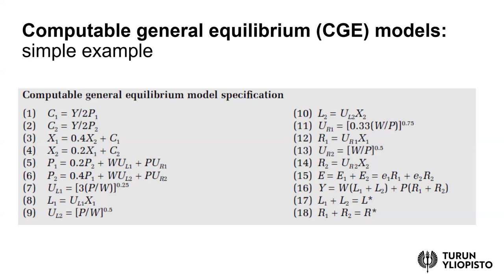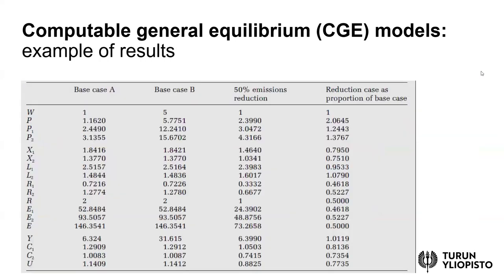And importantly, as the name suggests, there are also equilibrium conditions, so that in the economy represented by this computable model, the economy is in equilibrium: labor markets are in equilibrium, capital markets are in equilibrium, commodity markets are in equilibrium. So everything works just like economic theory would suggest, without any kinds of frictions or inefficiencies. Here is just a simplified example, to give you an idea that we have some kind of system of equations.